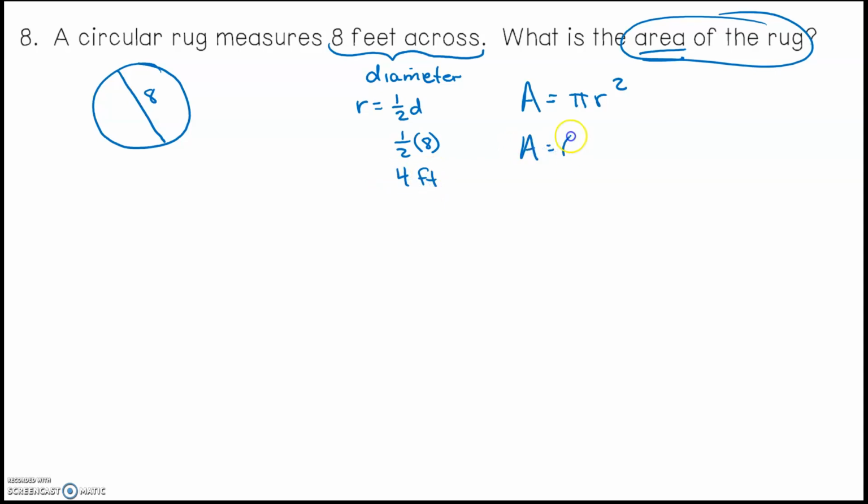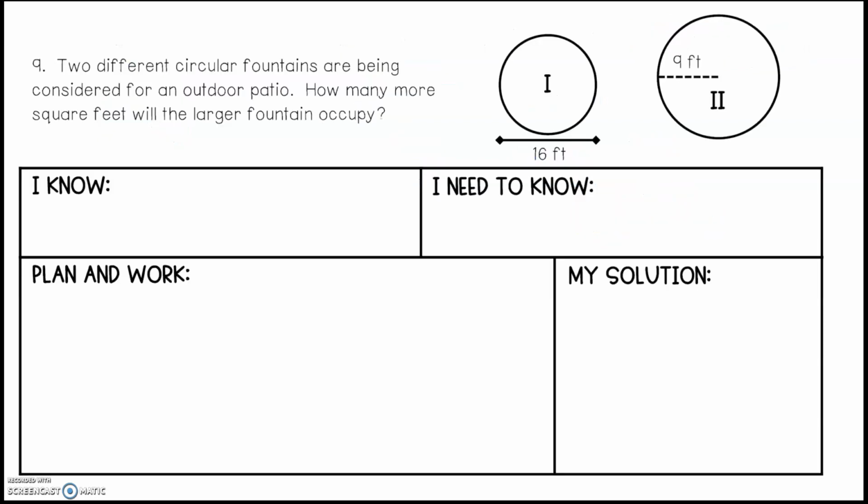So plugging our numbers in, I'm going to take the pi out, put the 3.14 in its place, take the r out, put the 4 in its place, and square it. So we could write this all out as 3.14 times 4 times 4. When we do all of that math, we should get to 50.24 square feet. Okie dokie. All right, then we get number 9.